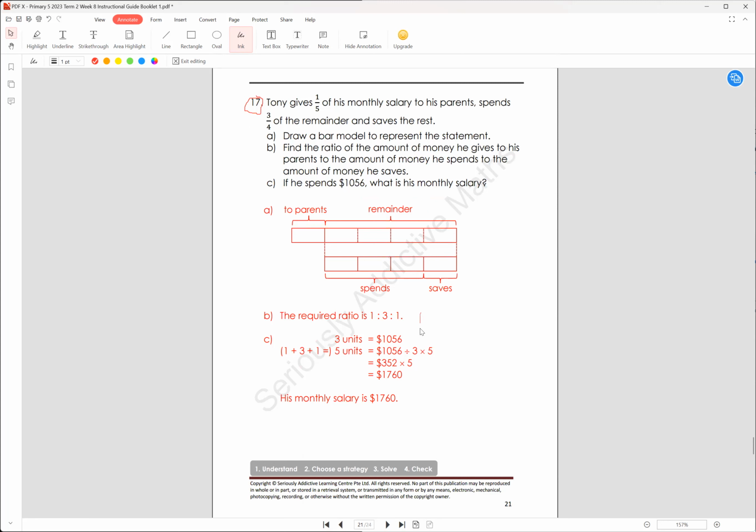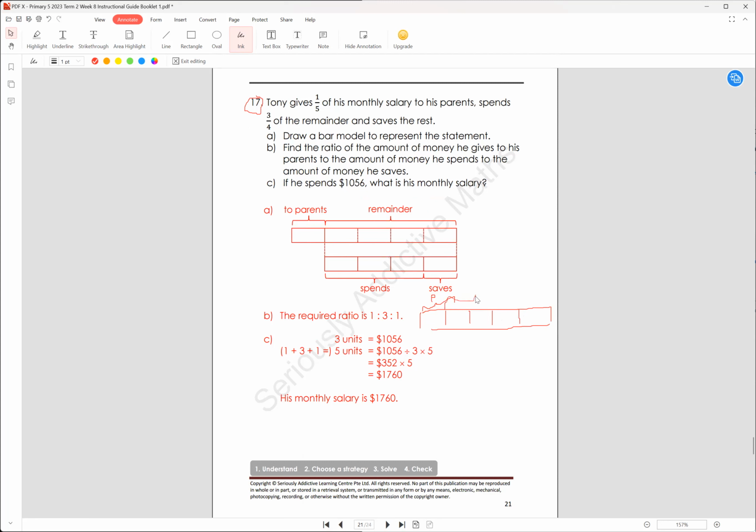Now you can actually get them to draw just one bar, right? I usually prefer that, but I know some schools teach them this instead. What is shown here is that, but I like to do this. So let's start with 1/5. Okay, 1/5 means you get 5 parts. Okay, 1, 2, 3, 4, 5, and this is to parents. So I usually like to do this 1/5, and then 3/4 is the remainder.